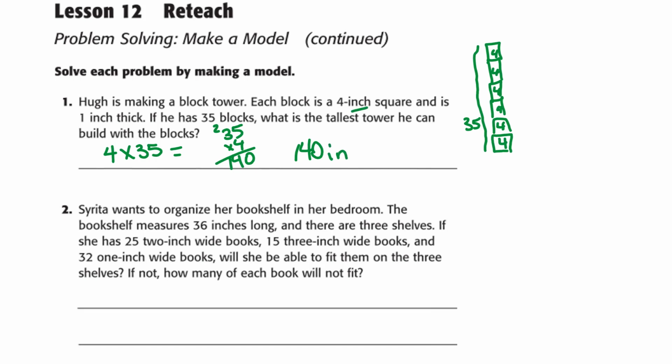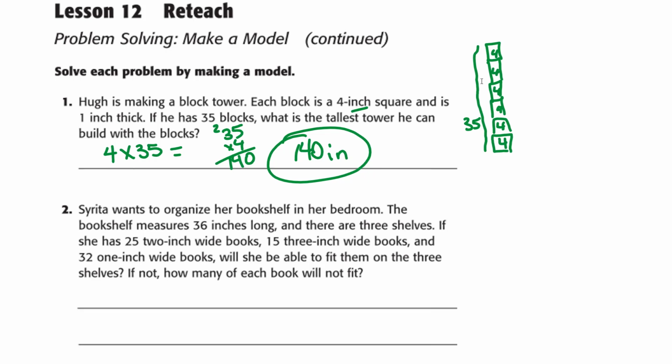And that's how tall it can be. That's the tallest we could make those blocks. We're only measuring one side here, so that's standing them up with the tall edge facing upwards. 140 inches.